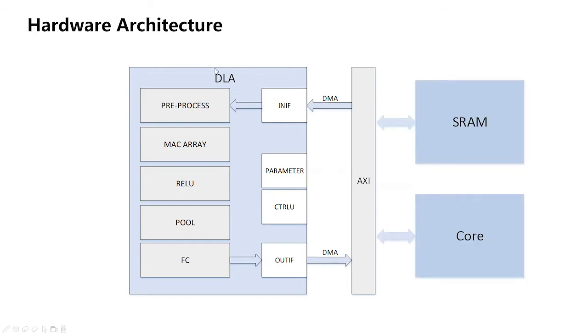This shows the architecture of the DLA. First, we need to configure the configuration registers, such as weight size, weight kernels, map size, channels, or operation modes. The input interface and output interface communicate with the processor via the AXI bus by DMA.